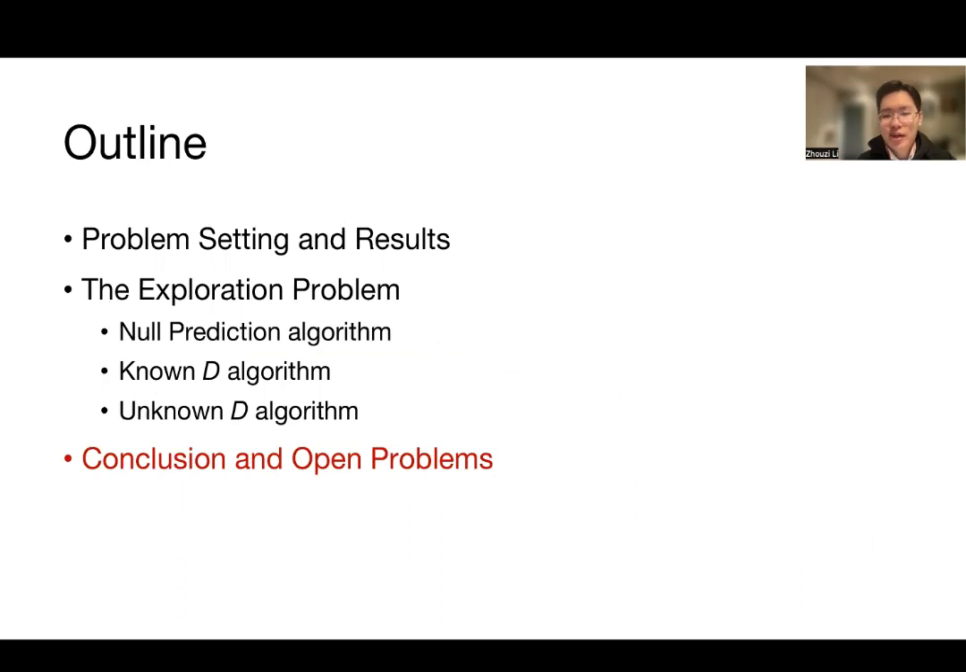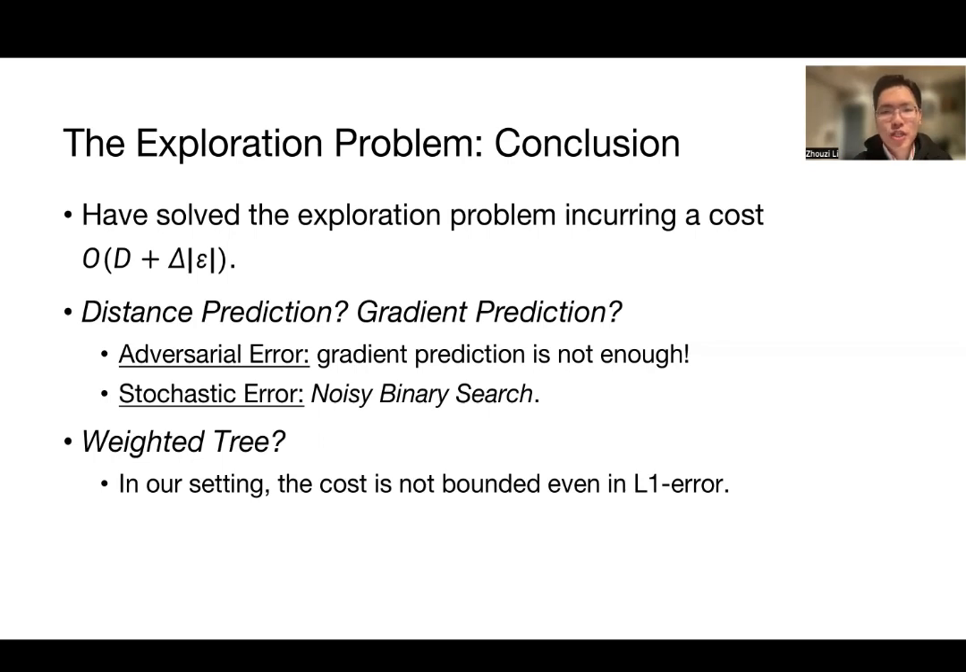Finally, we conclude our results and give some open problems. We have solved the graph searching with predictions problem in three cases, but there are still things to discuss. First, what happens if the advice is gradient information instead? One thing to note is that we take the setting of adversarial error, considering the number of errors made in total. The other, stronger error setting is the stochastic one, which assumes that each prediction is wrong with some probability. We state in our paper that in the adversarial setting, gradient information is not enough. However, if we consider gradient information in the stochastic error setting, it is another branch of work called noisy binary search.